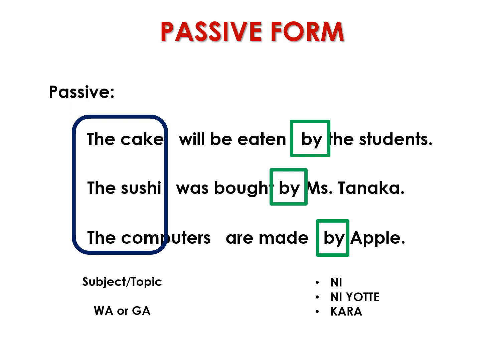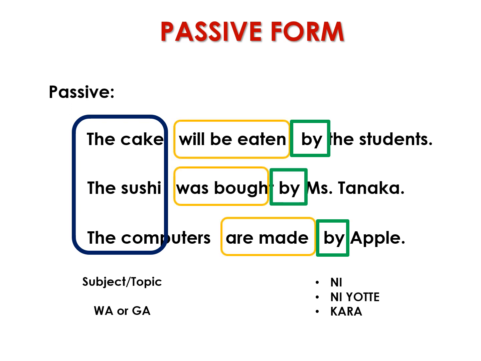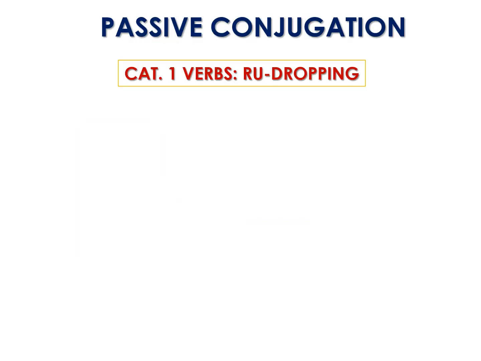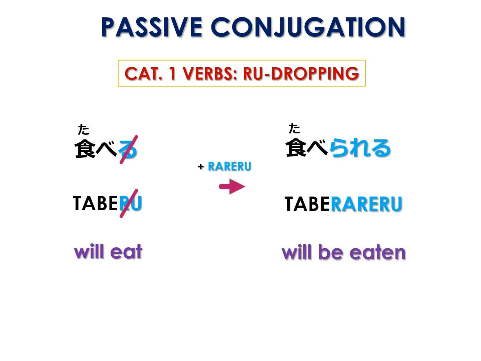First, let's learn how to conjugate verbs into their passive forms, such as will be eaten, was bought, and are made. Let's start with category 1 or ru-dropping verbs. For example, taberu, to eat, or will eat. You drop the ru and add rareru. So taberu will become taberareru, will be eaten.